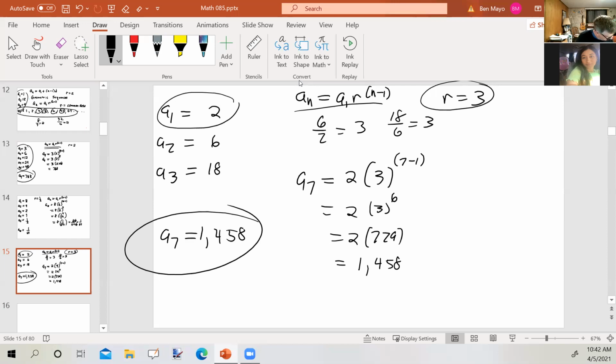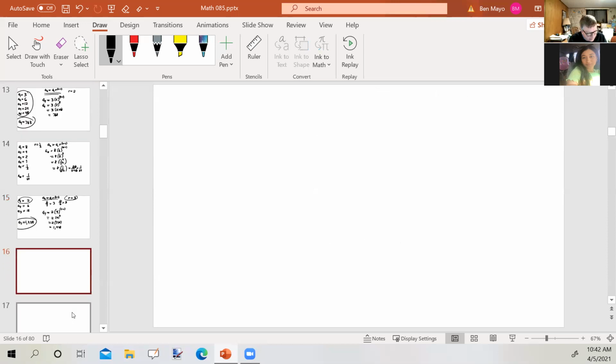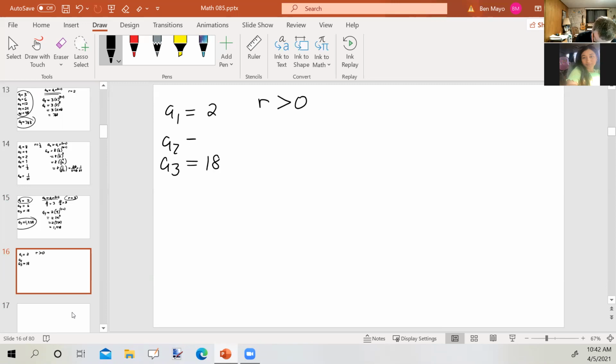Okay, let's see here. This says, write the first 5 terms of a geometric sequence with the following properties. Okay. It says the first term is 2. It says r is greater than 0. And it says the third term is 18. So we have to find a sub 2, a sub 4, and a sub 5.